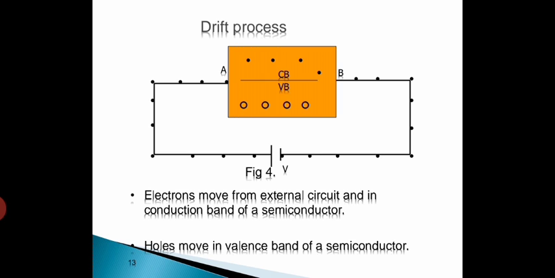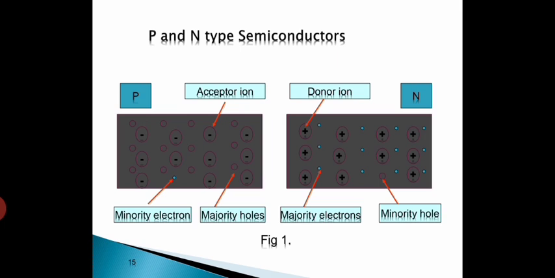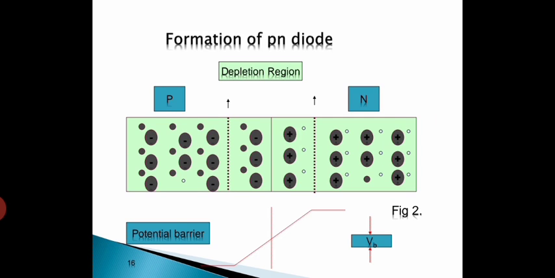Diffusion process. Moving of electrons from higher concentration gradient to lower concentration gradient is known as diffusion process. P and n-type semiconductor we just discussed previously. Formation of PN diode. When p-type crystal is connected to n-type crystal, then a PN diode is formed. In between these two regions, a depletion layer is there, which is called a potential barrier.